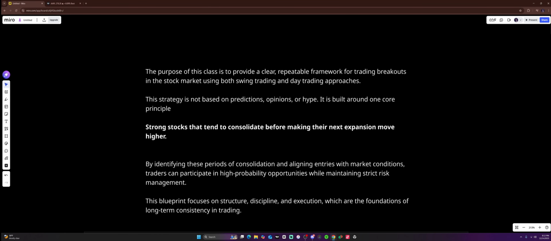So the first thing I want to get into is the purpose of this class: to provide a clear, repeatable framework for trading breakouts in the stock market using both swing trading and day trading approaches. The strategy is not based on just predictions or opinions, or just trying to get into the market to make money and hype.